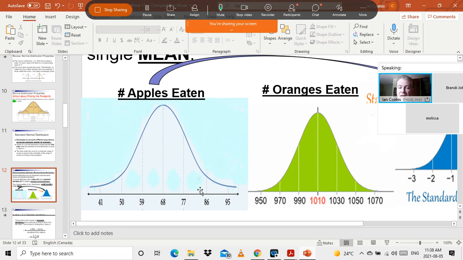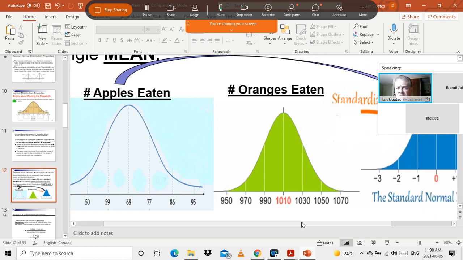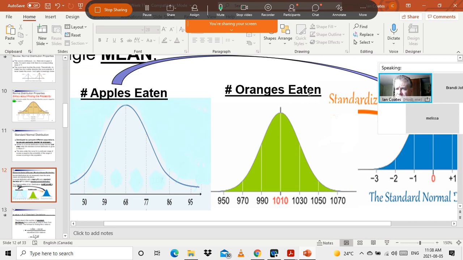Okay, fine. Let's look at the number of oranges eaten. Whatever the data says there, but we have a mean of 1,010 oranges eaten. And then you'll see here, within the first standard deviation, what's my difference here? 1,010 to 1,030. So here my standard deviation is 20. And then 20 again, there's my second standard deviation, and then my third is out here. So you see here, we've got different means.